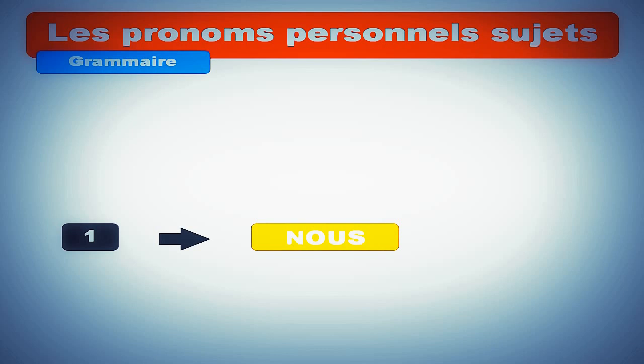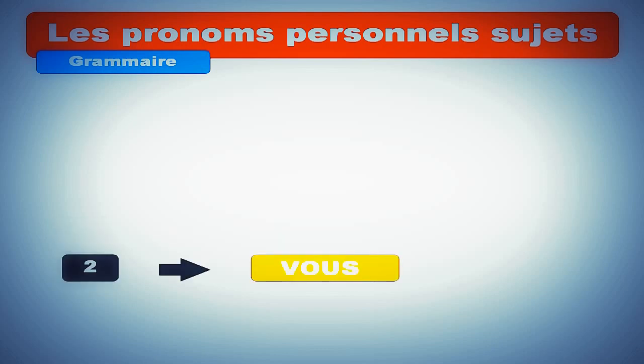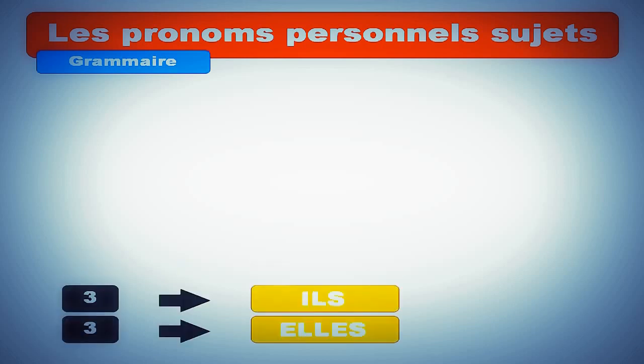Nous. And then comes vous. Repeat. Vous. And then, masculine and feminine form. Masculine form, it's il, same pronunciation as for the singular. Il. And then feminine, elle. Repeat. Elle. So je, tu, il, elle, nous, vous, il, elle.